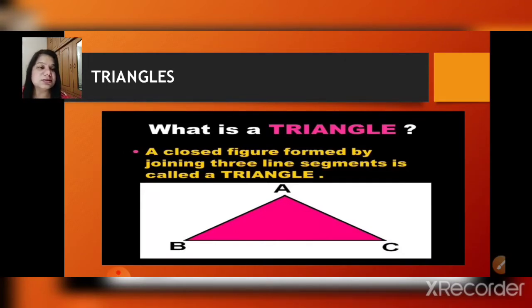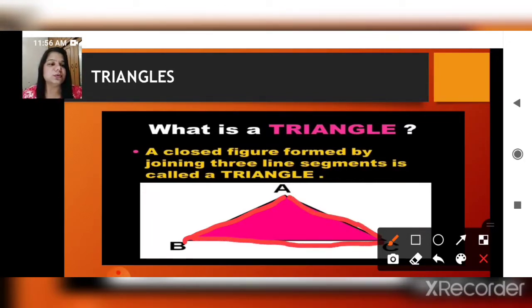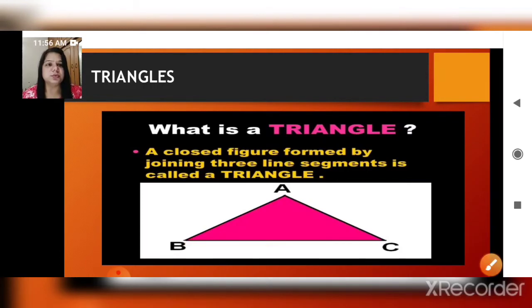A triangle is a closed figure formed by joining three line segments, and this figure is called a triangle. So I am going to show you what are the three line segments in this figure. Line AB, and then the line AC, and the line segment BC is there. So after joining these three line segments we got a triangle. Okay, so a three-sided polygon is called a triangle.